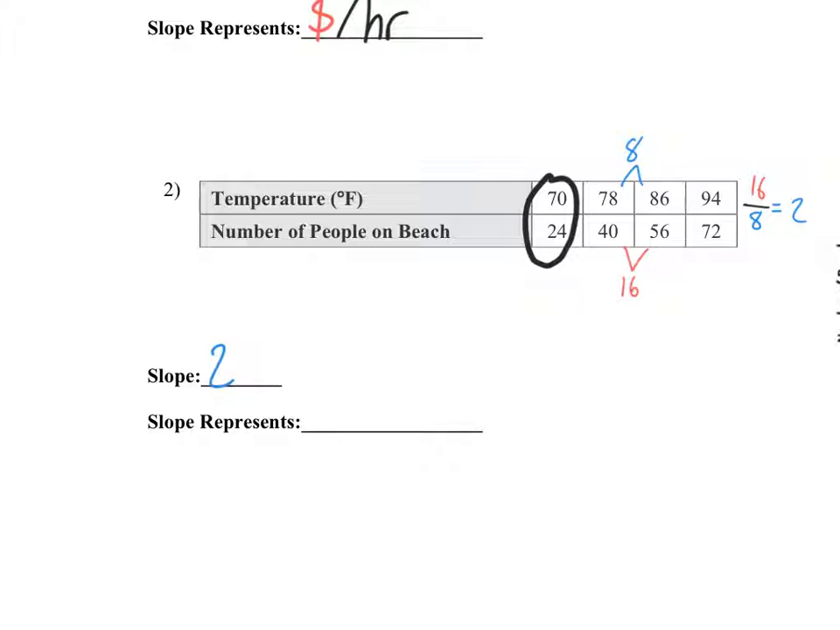Again, because we are doing the change of y over the change of x, we are going to be talking about people per degree. There we go, people. And per degree.